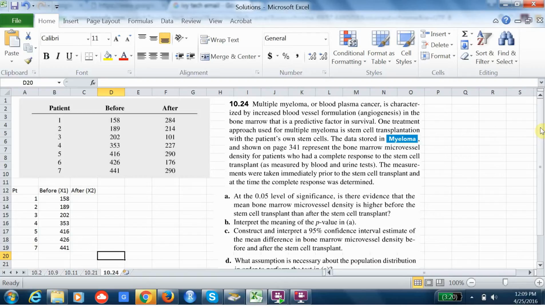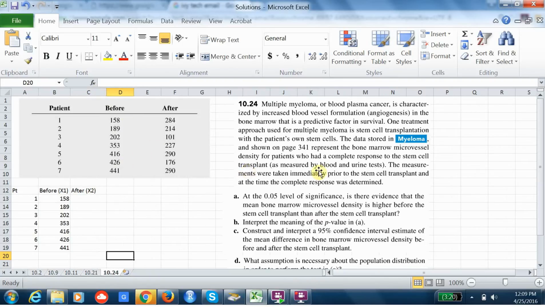We're going to do a hypothesis test at alpha equal to 0.05 to see if there's evidence that the mean bone marrow microvessel density is higher before than after. That would mean the treatment's working. All right? And I chose not to copy the data from the back of the book, from the StatCrunch. I'm just going to copy it in.